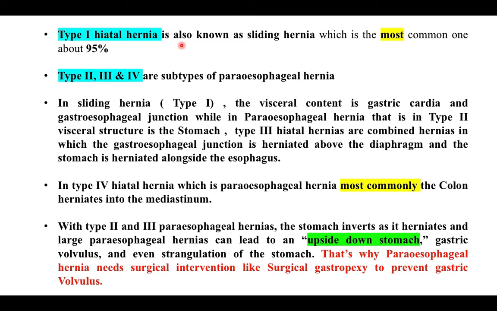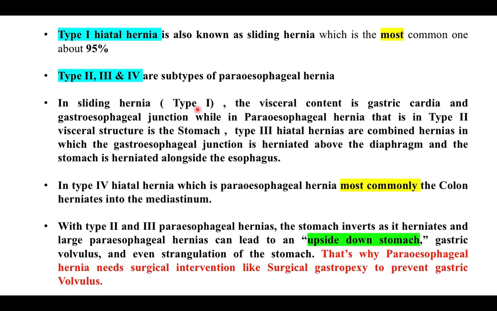So type 1 hiatal hernia is also known as sliding hernia. We already did this, which is the most common one. About 95% of cases we see this. Type 2, 3, 4 are subtypes of periesophageal hernia. As I've already told you, broadly we have divided into 2.